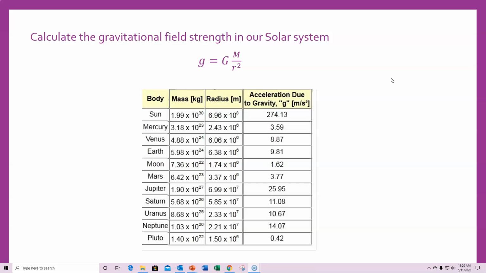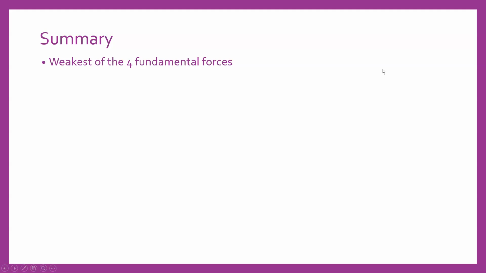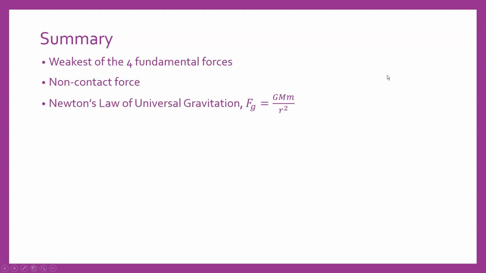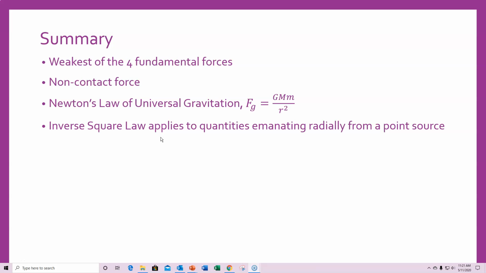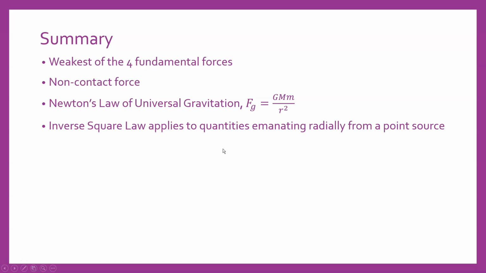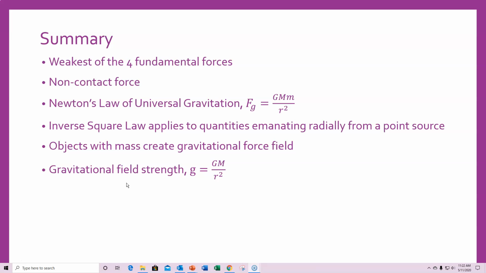This wraps up our lesson on gravitational forces. Let's summarize what we've learned. First, gravity is the weakest of the four fundamental forces. It's a non-contact force. Newton's law of universal gravitation allows us to calculate the gravity force between any two bodies anywhere in the universe. The inverse square law is an important law in physics because it applies to any quantity that emanates radially from a point source. Objects with mass create gravitational force fields, and the gravitational field strength can be calculated anywhere in the universe for any object using this relationship.